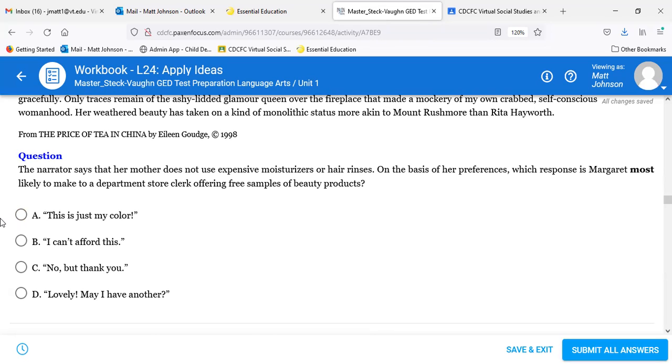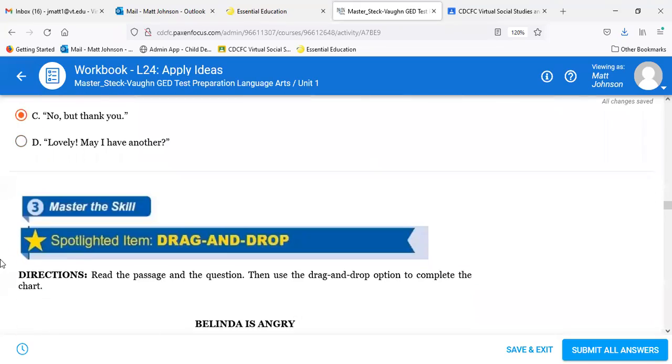Is it A or B? C. So, thinking about if you were to put this lady walking through a department store and somebody's asking for free samples with beauty products, knowing that she doesn't really use expensive moisturizers or hair rinses, she might just pass that along, right? She'd say no, but thank you. She certainly won't make much of a deal about it, right? She's not going to say lovely or anything like that. So most likely she's just going to pass them by, right?